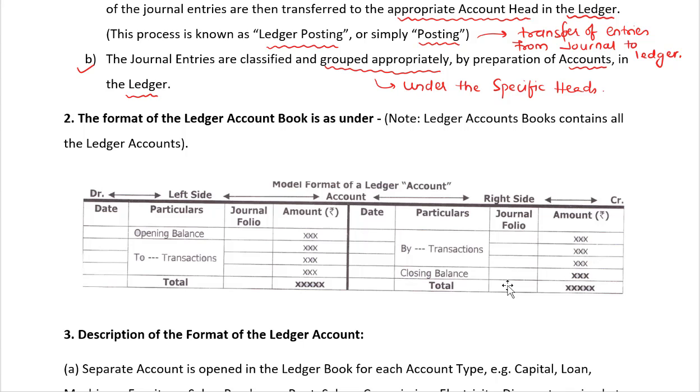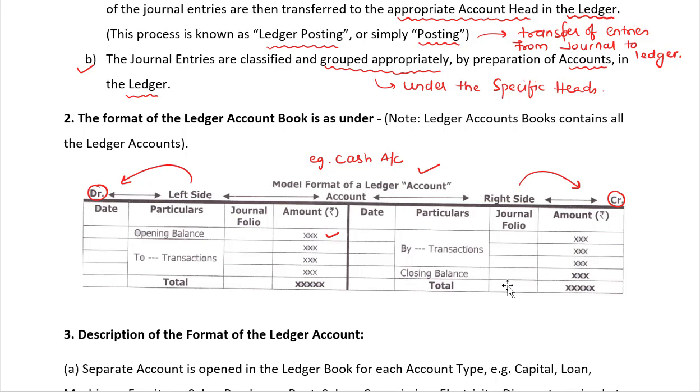So we have debit side, credit side, model format of ledger account. This is the left side. Left side is known as debit side. Right side is known as credit side. This is account, example cash account. This could be cash account. The opening balance, cash account is an asset, so the nature of account is debit. So opening balance would be here.